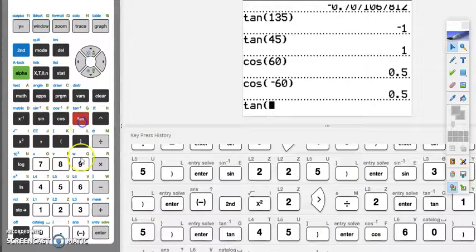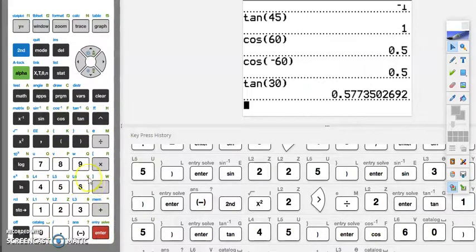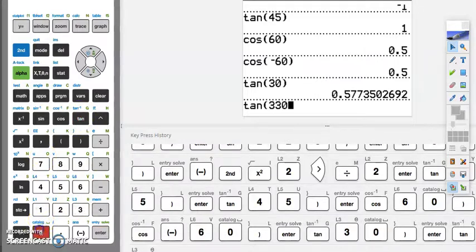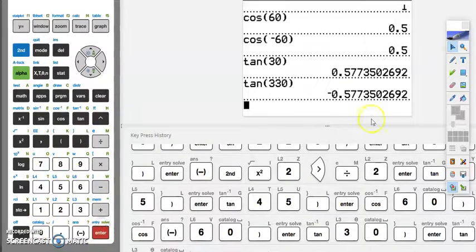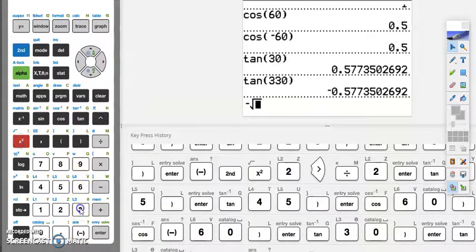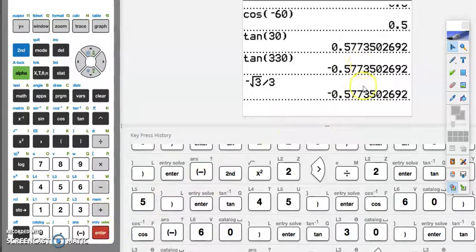So remember, the tan of 30 is going to give me 0.5773. So that means the tan of 330 should be the negative of that value. And yes, it is. And again, if you want to make sure you use the proper exact value, just with your negative, second function, square root 3, I hit my right arrow, that'll get me out of the radical sign, divided by 3, and that should be equal to the same thing. And yes, it is. They are equal. Okay?